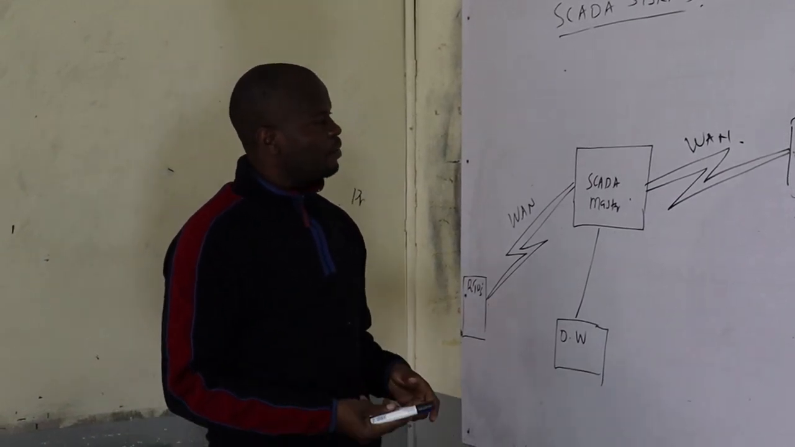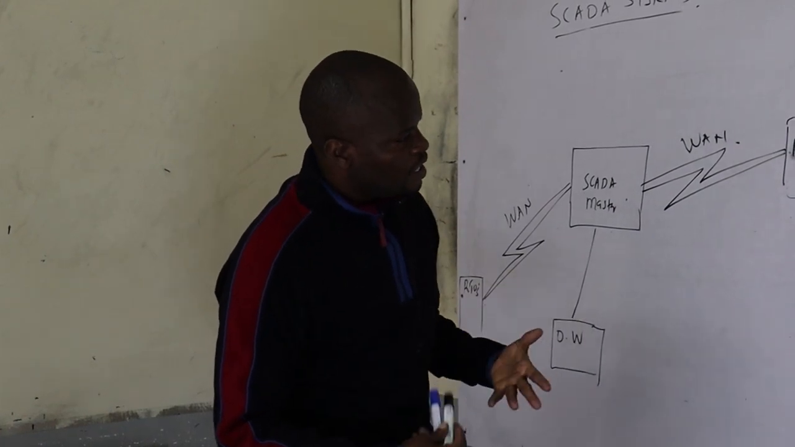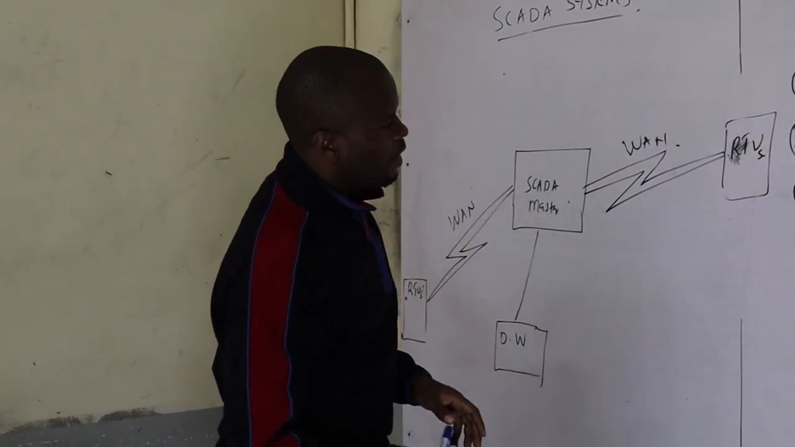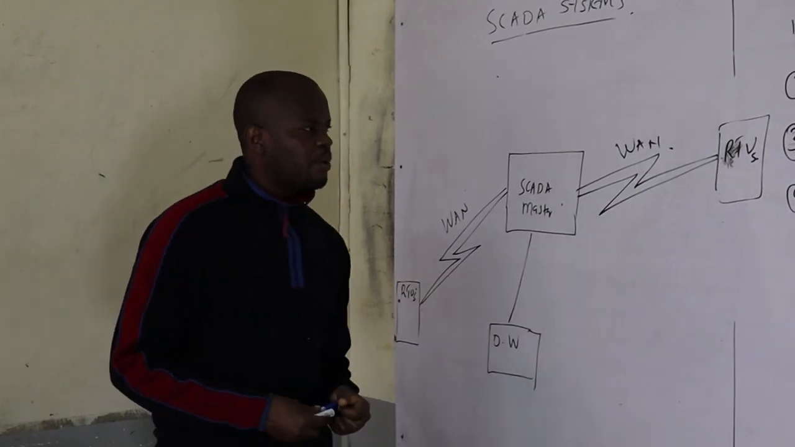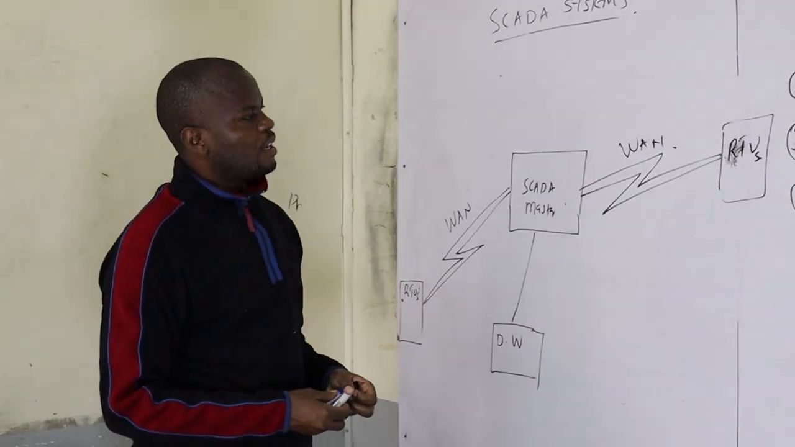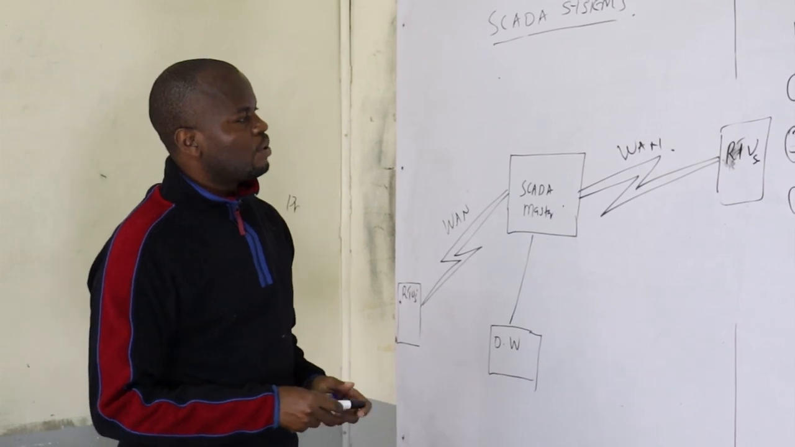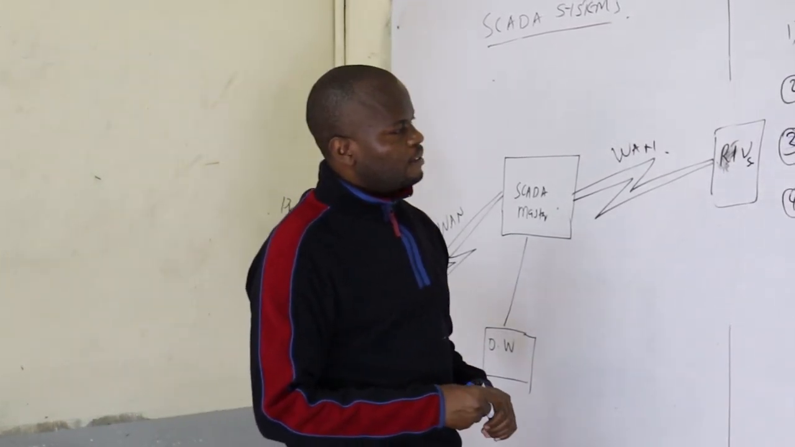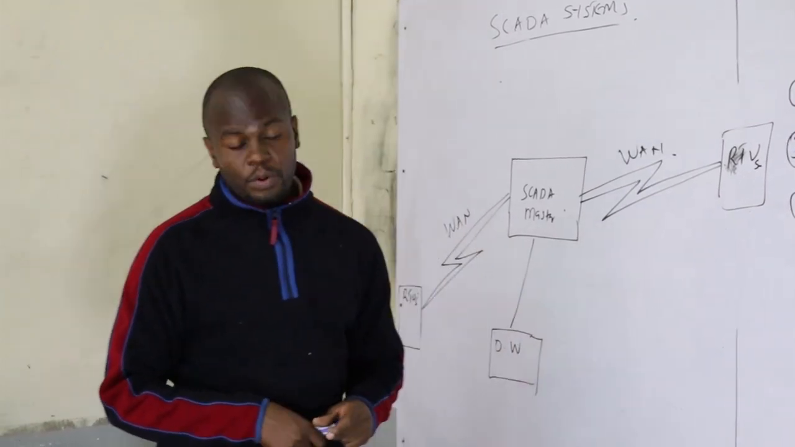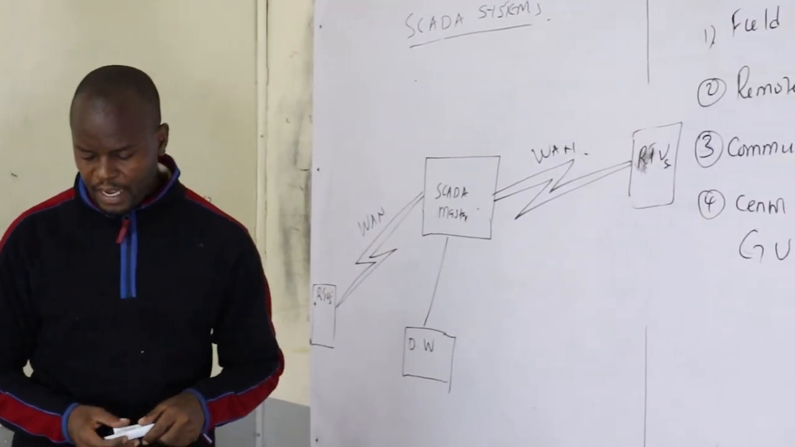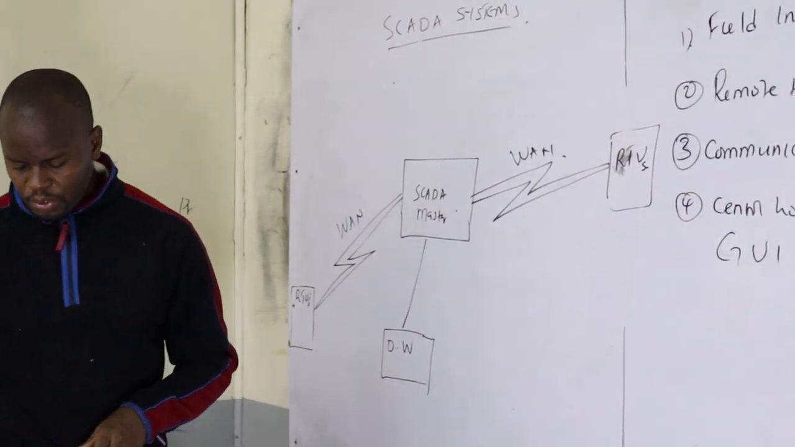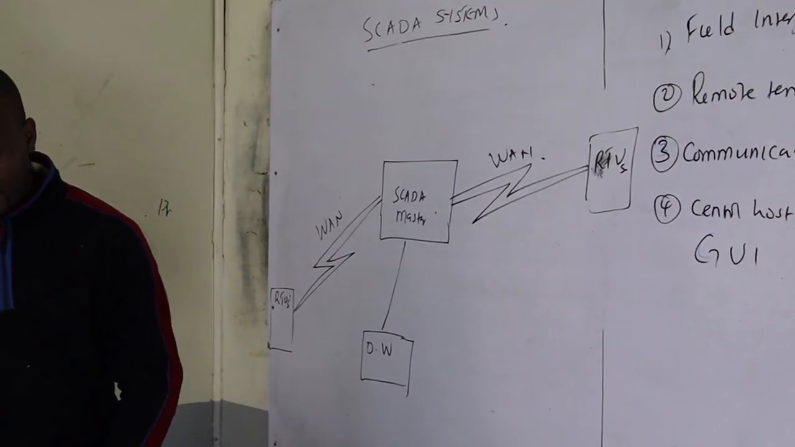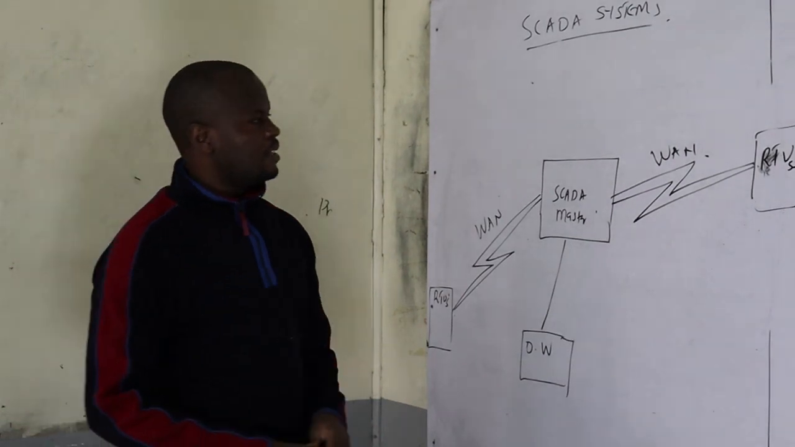Depending on the type of PLC that you will be using, each and every PLC has got its own software. Like for the Siemens, you can use the Microwin, or for the Mitsubishi, you can use the developer, and so on and so forth. So each and every PLC has got its own software. Those are some of the major components that we can talk about as far as the PLCs are concerned.